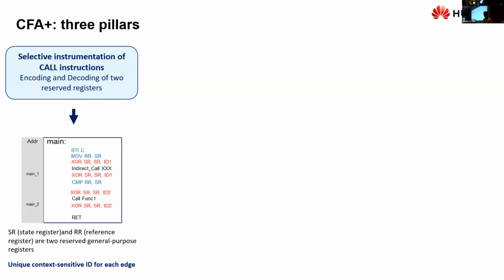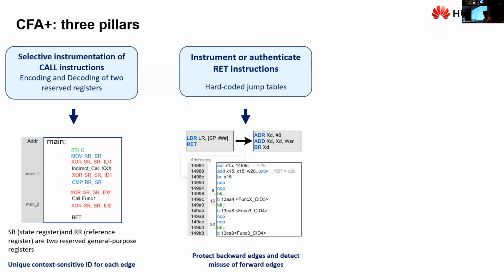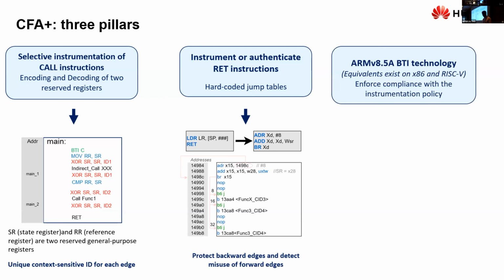The second pillar of CFA Plus is to instrument or to authenticate return instructions. The current solution we use is to use some hard-coded jump tables. So from a function, you can only jump to a certain set of addresses. However, we have also other solutions that could use pointer authentication, for example, to make sure that we only return to the right place. And this helps us to protect backward edges and to detect the misuse of forward edges.